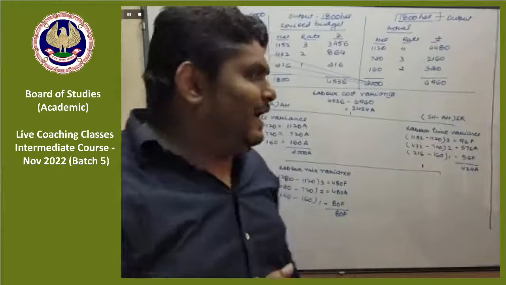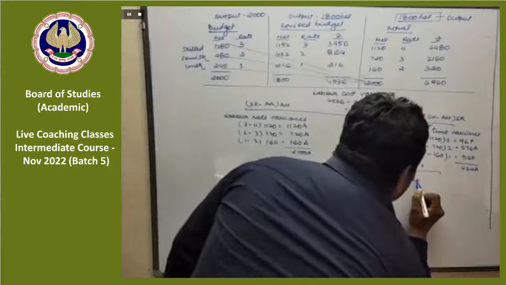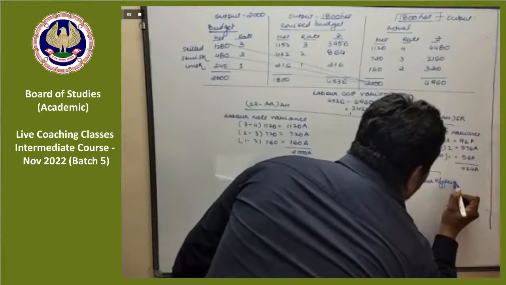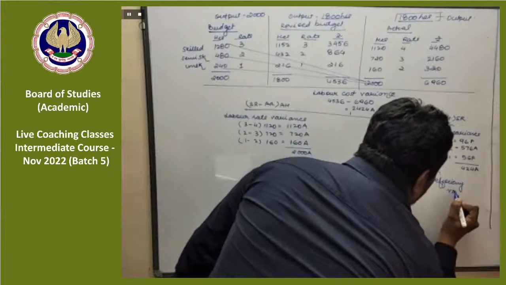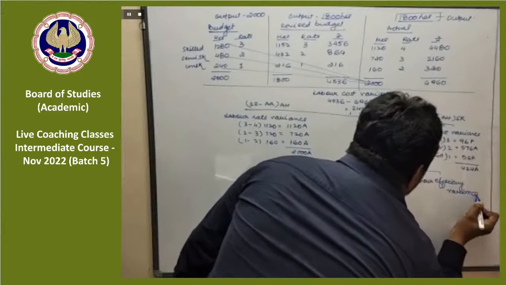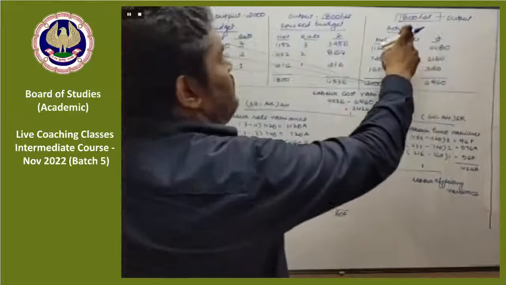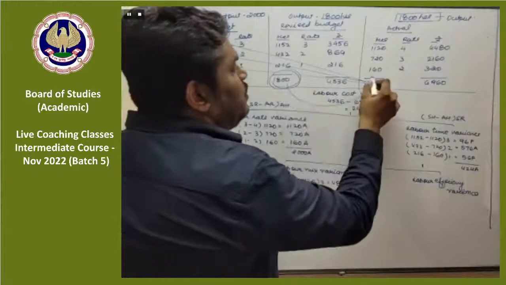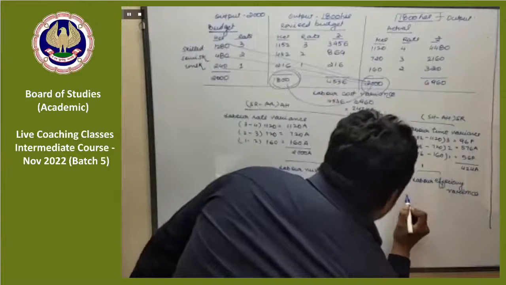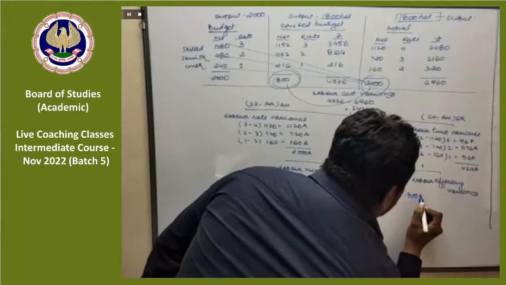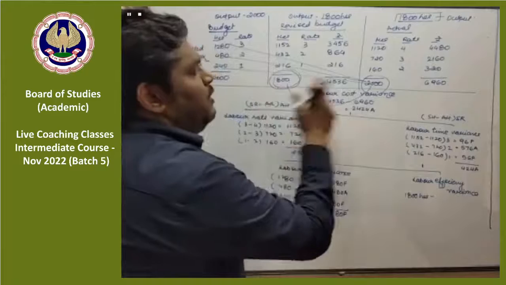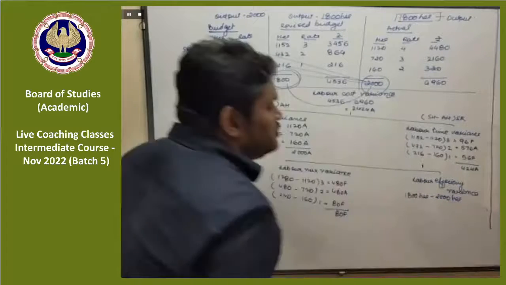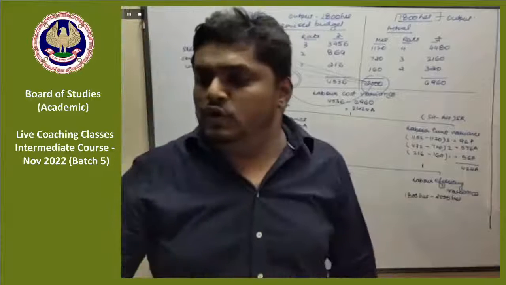Now the last part, that is labor efficiency variance or yield variance. This work was supposed to be completed in 1800 hours, but we actually took 2000 hours. Sorry, the work was supposed to be completed.